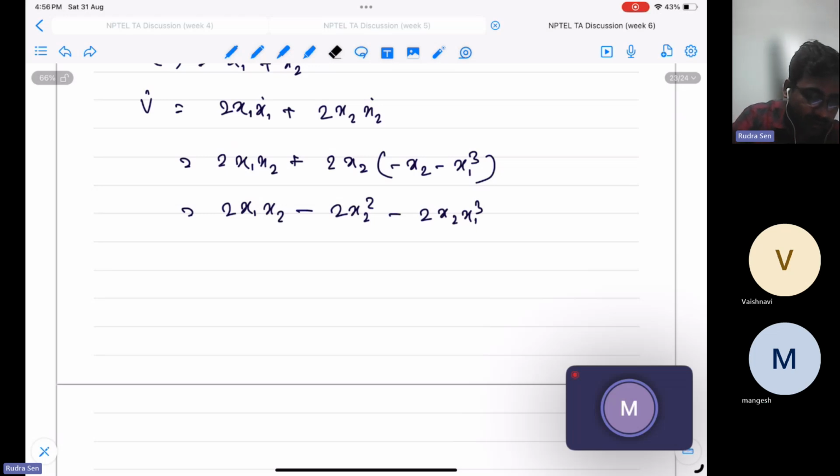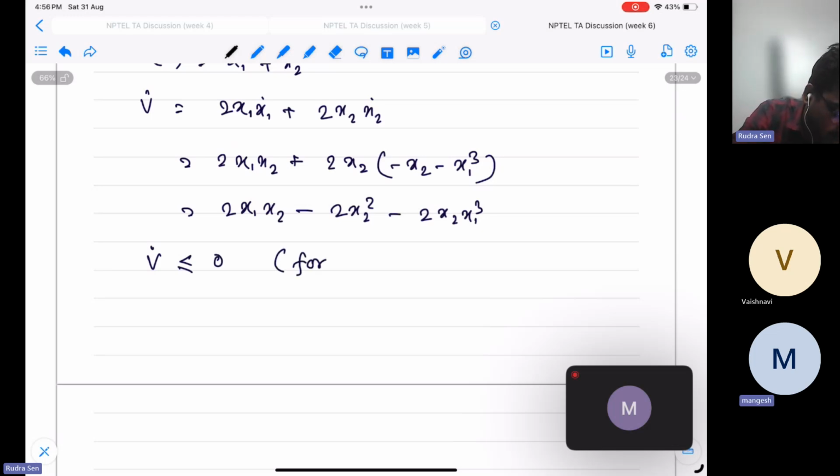Just let me explain, I'm just interrupting you over here. To make this system stable, you have to show that this V dot is at least less than or equal to 0 for stability, right? Now for instability, definitely it has to be greater than 0, right?